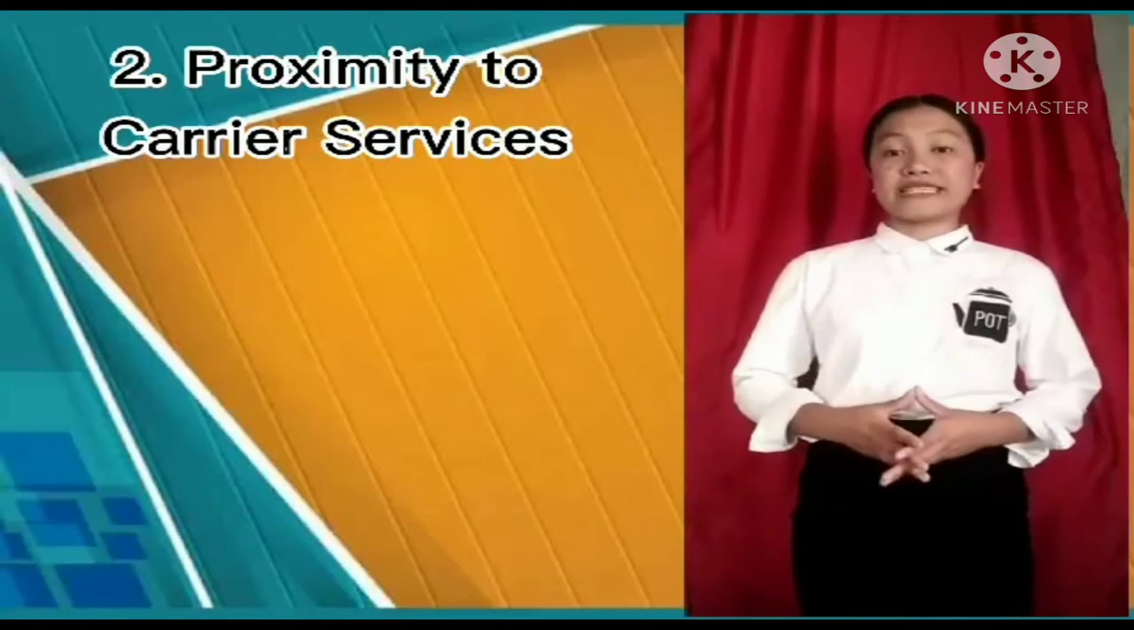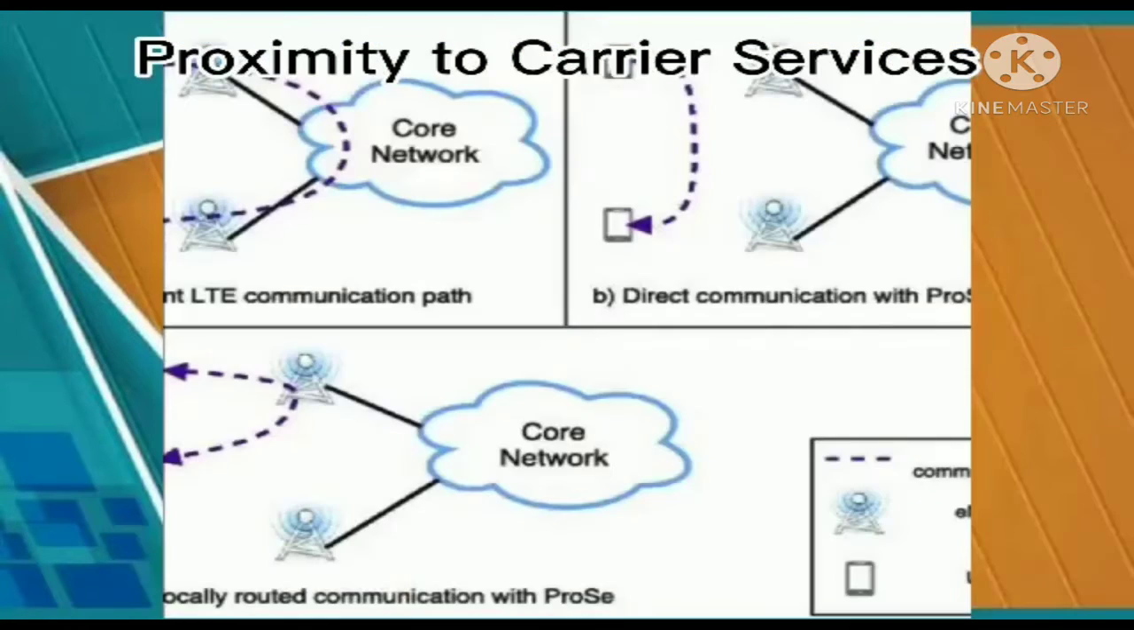Second, proximity to carrier services. Consider your warehouse's proximity to carrier services. If your warehouse is located near carrier facilities, it will streamline the process of shipping your products to your customer. Find a good balance. Find a location that offers both convenience and proximity to your customers as well as a carrier service, making the shipping process easier and faster for both your company and the customer.